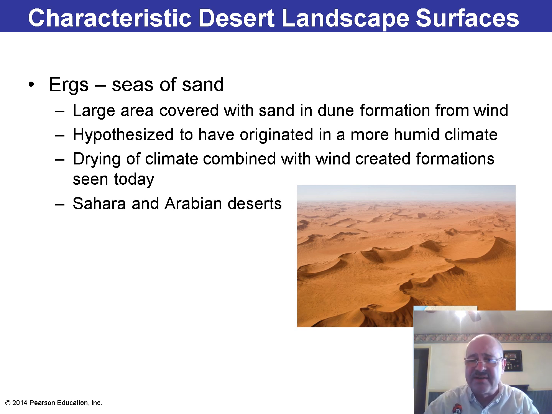Here we go, seas of sand. So at one time there was grass and stuff, and then the climate changed, right? And it died, and it allowed for all this sediment stuff. Drying climate combined with wind created the formations we see today. Again, the Saharan and Arabian deserts, lots of sand, okay?